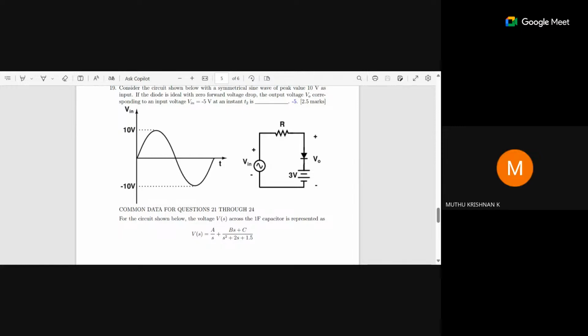So when we give minus 5 volts, wouldn't it be minus 5 plus 3, the VO? What happens during a negative half cycle? Vin equal to minus 5 corresponds to the negative half cycle, right? So negative half cycle means it will be like this.